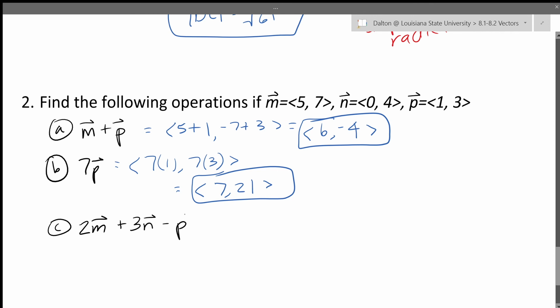minus vector p. Puppies! We're trying to learn.